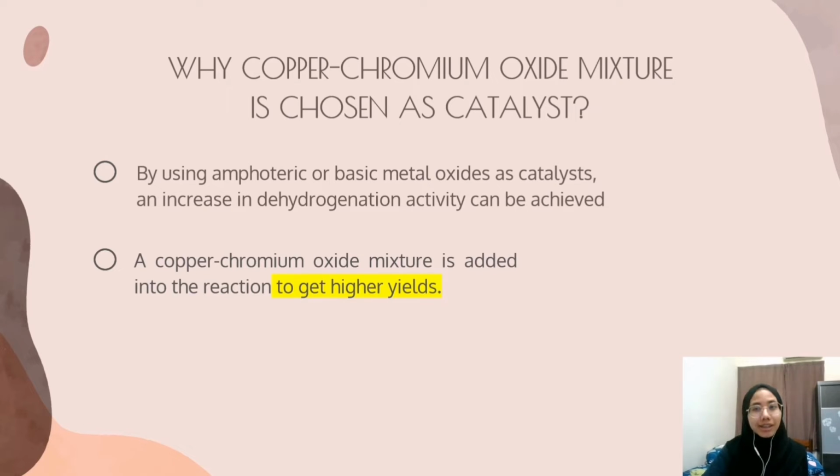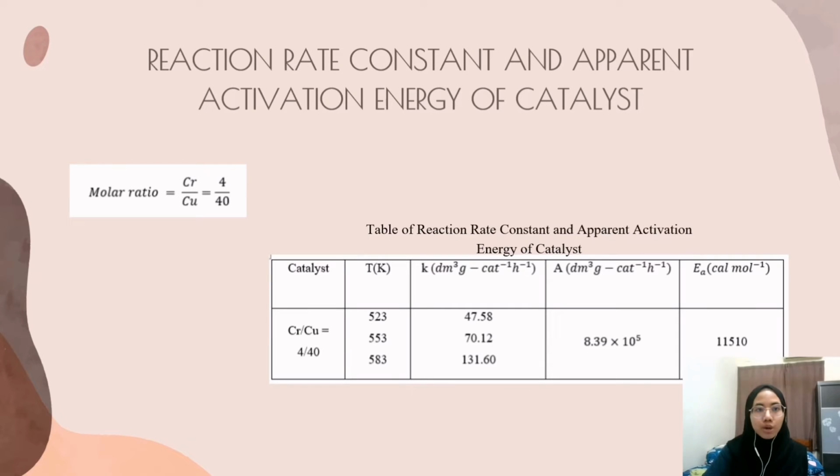But why? This is because by using amphoteric or basic metal oxides as catalyst, an increase in dehydrogenation activity can be achieved. Hence, a copper chromium oxide mixture is added into the reaction to get higher yields. The molar ratio of chromium to copper catalyst is 4 to 40.